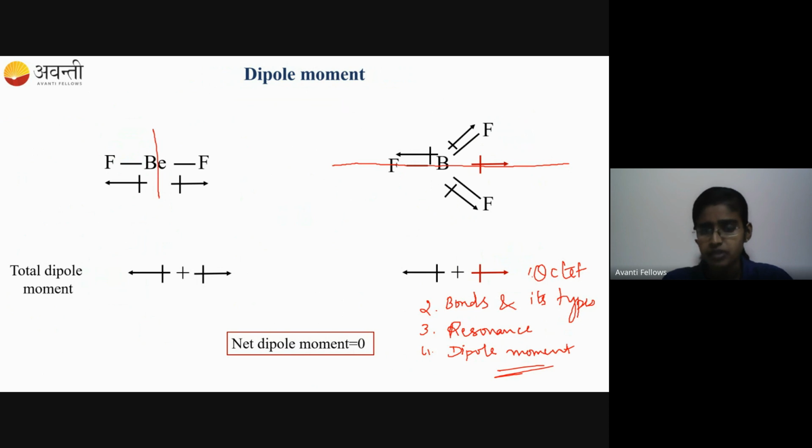Bond parameters, I forgot. Yeah, the fifth one is bond parameters: bond angle, bond enthalpy, bond length, and bond order. So all these things you study, revise and come.